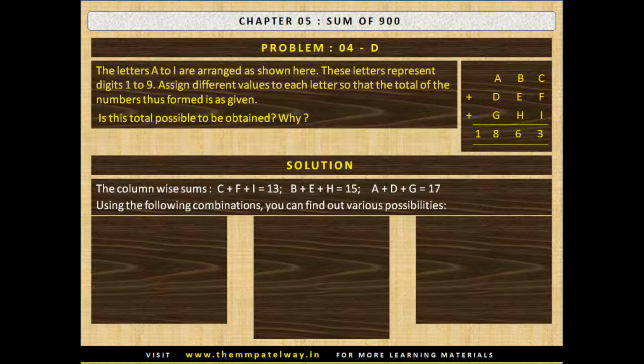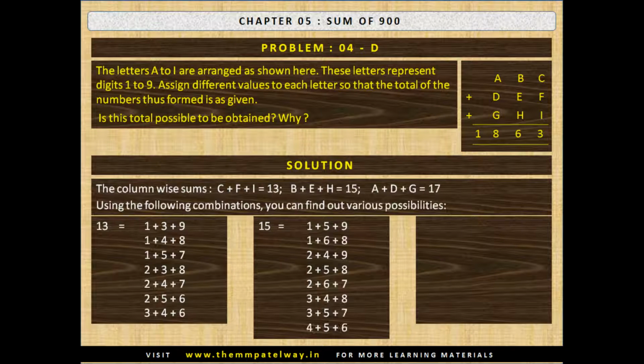Using the following combinations for 13, 15 and 17, you can find out the various possibilities. The combinations of 13 are given, the combinations of 15 are given, and the combinations of 17 are given. Using these combinations, you can find out various possibilities.